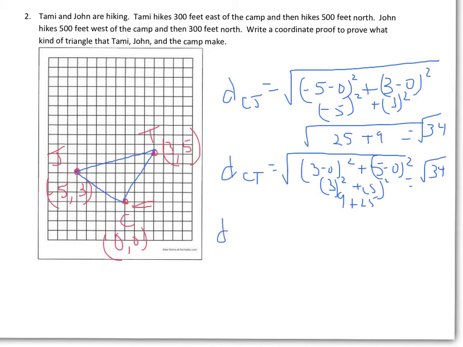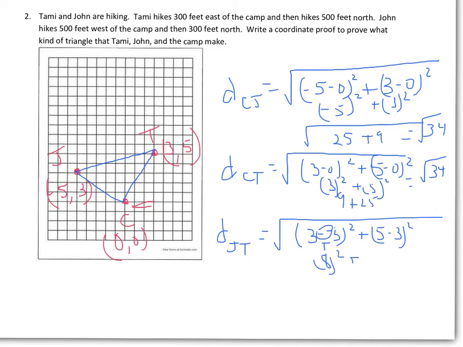And then our last one, we're going to find the distance from John to Tammy, J to T. So now I'm using negative 5, 3, John, and Tammy, 3, 5. So underneath the square root, I'm going to have 3 minus negative 5 squared plus 5 minus 3 squared. This turns into plus, so that's really 8 squared, and then 2 squared. So that's the square root of 64 plus 4, or the square root of 68.